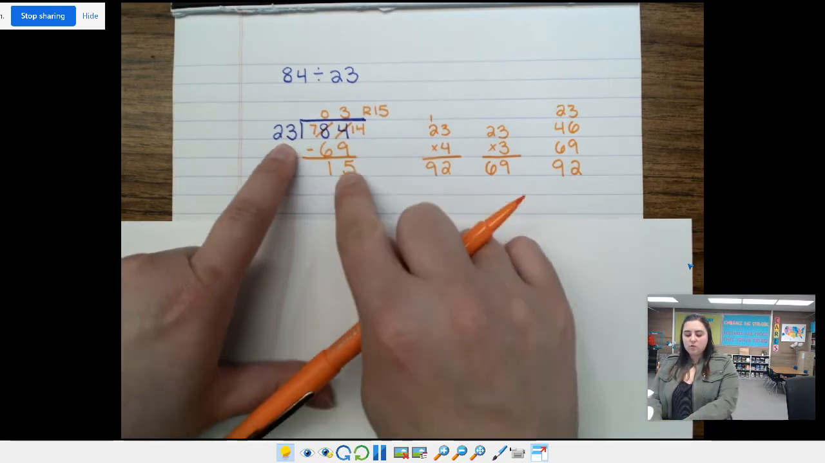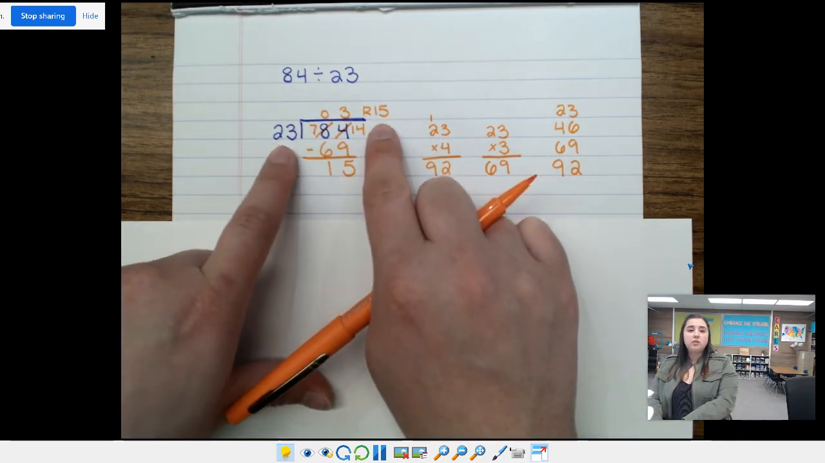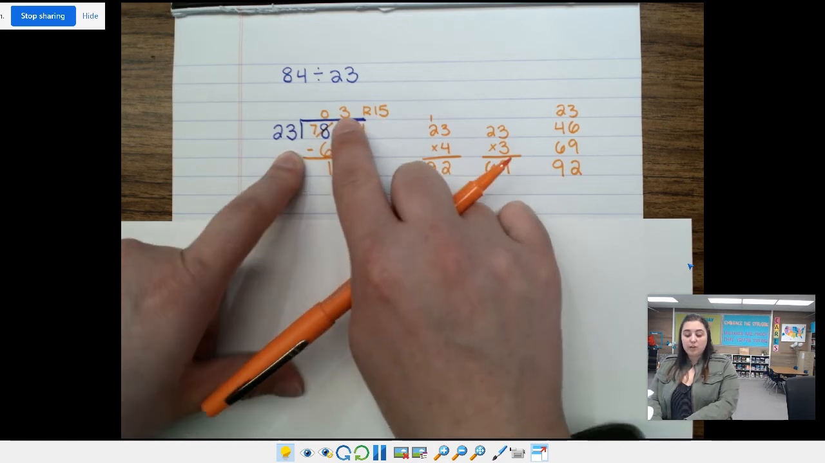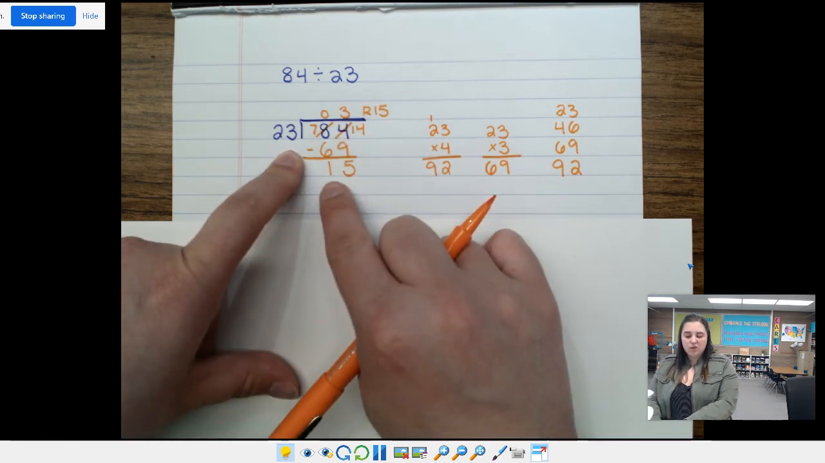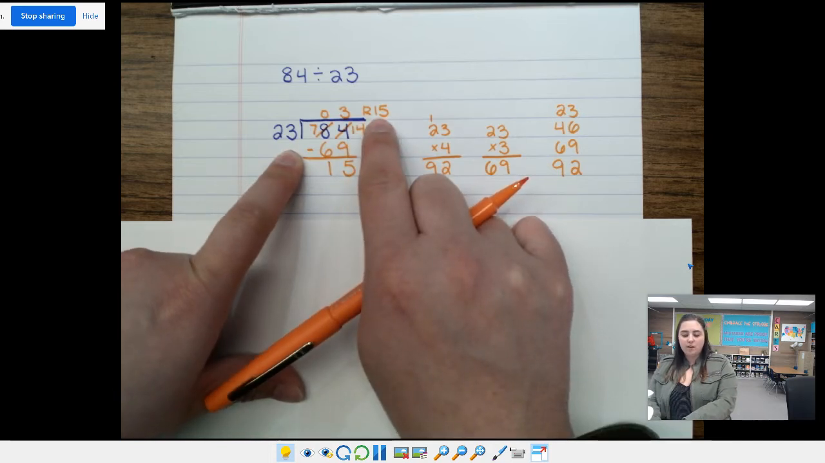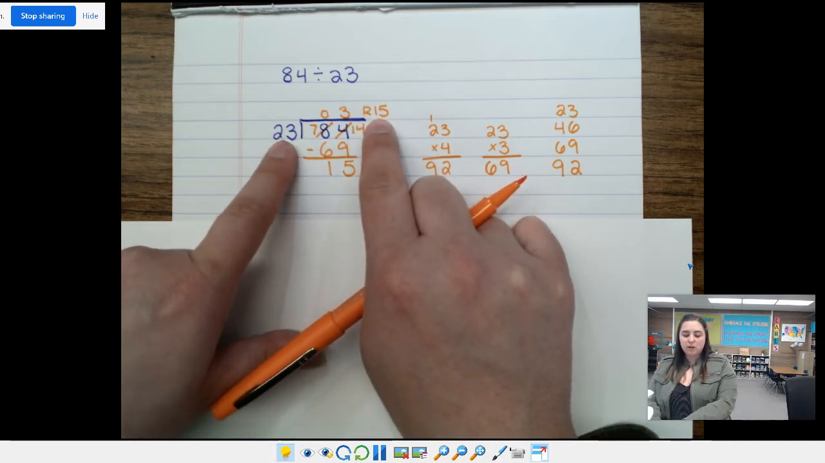And this seems right because it's smaller than our divisor. If this was a bigger number, and let's say we only said it went in 2 times, this would end up being 38. You can't have a remainder of 38 because that's bigger than our divisor here.